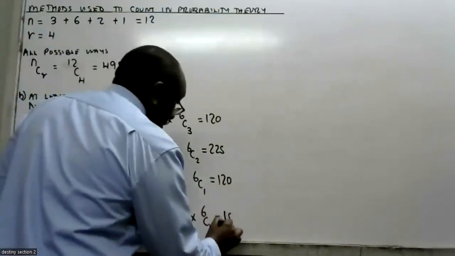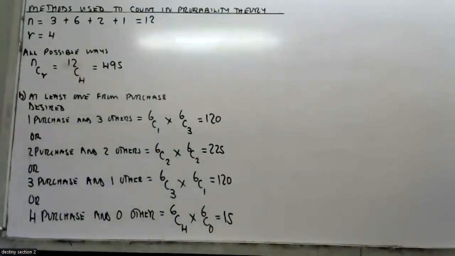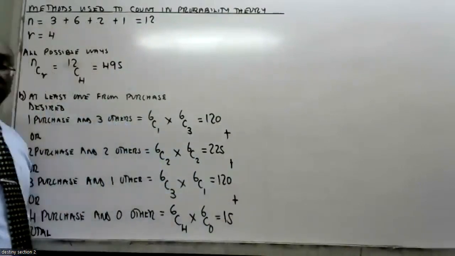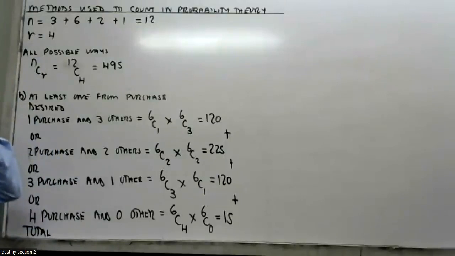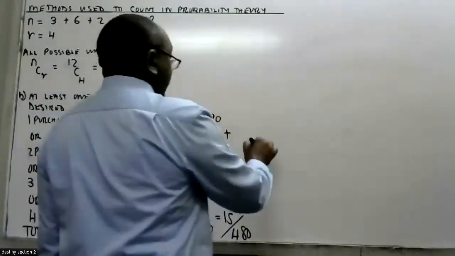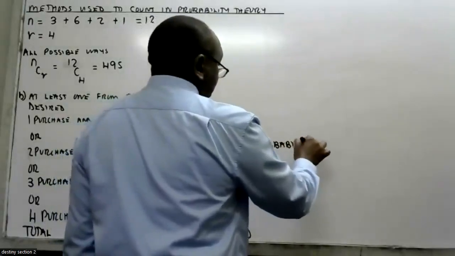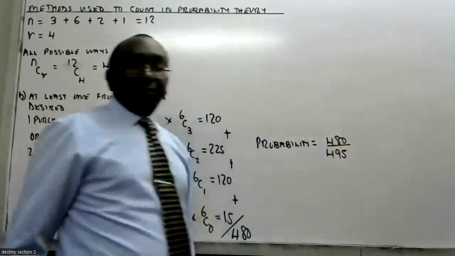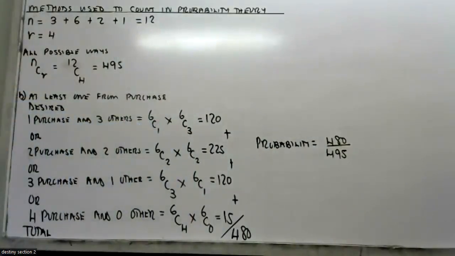We have 15. So now that we have been saying all, the total becomes plus. So add those. 480. And therefore, the probability that the examiner wanted is 480, you divide by 495. Yeah, good.